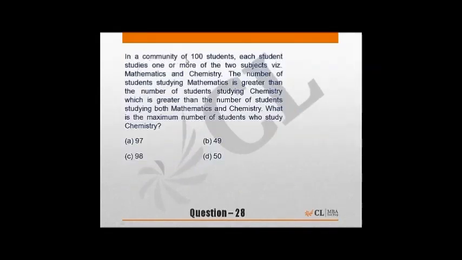Question 28. In a community of 100 students, each student studies one or more of the two subjects, maths and chemistry.